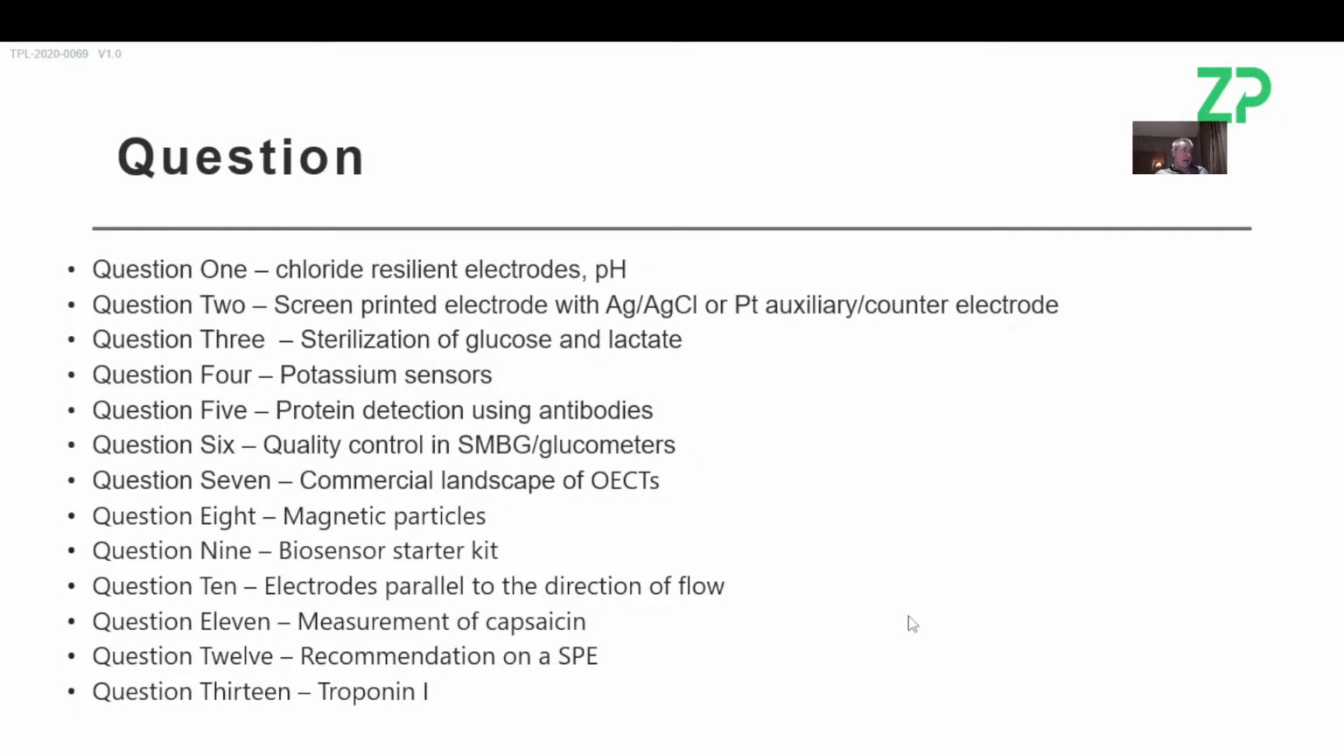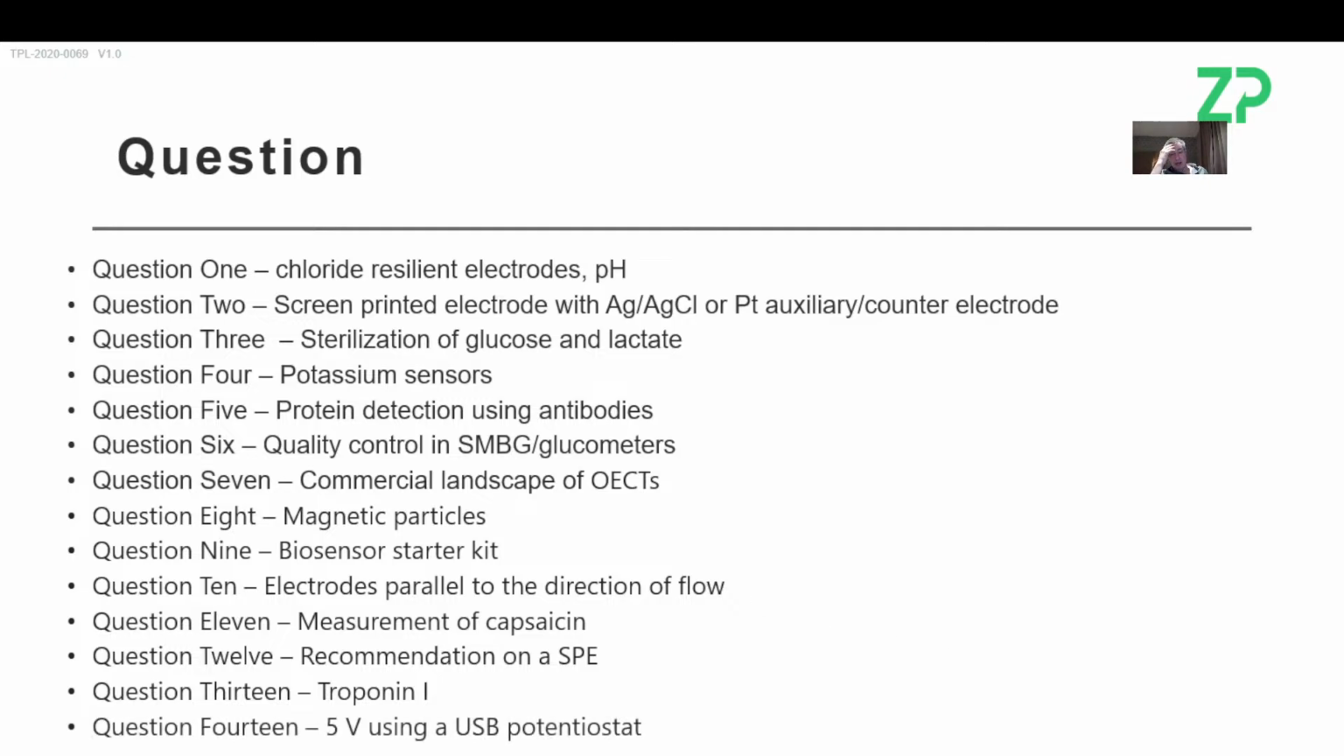Troponin I, we have the Troponin I sensor. In this presentation, I've shown you that we have signal from 10 picograms per milliliter up to about 100,000 picograms per milliliter. So I hope that gives a bit more insight into that sensor.